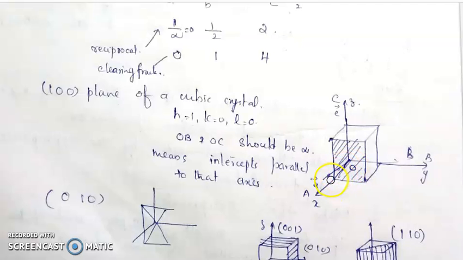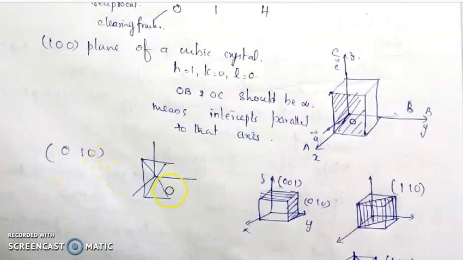So here this is the edge length or translation vector along the x direction, A. Then it is perpendicular. It cuts the x-axis, and there is no y-intercept or z-intercept. That is, it is parallel to the y-axis and z-axis. So OB and OC should be infinity, meaning the intercepts are parallel to those axes.